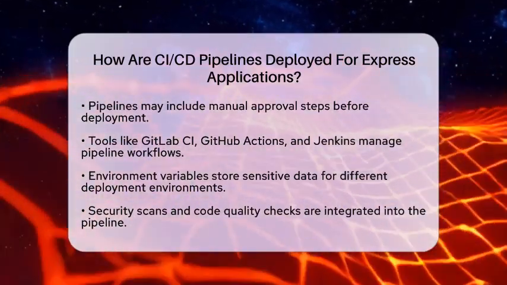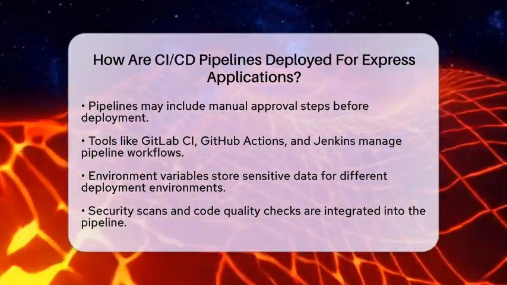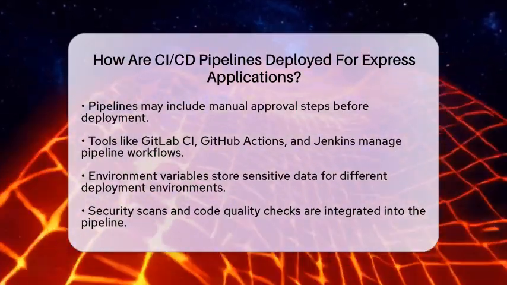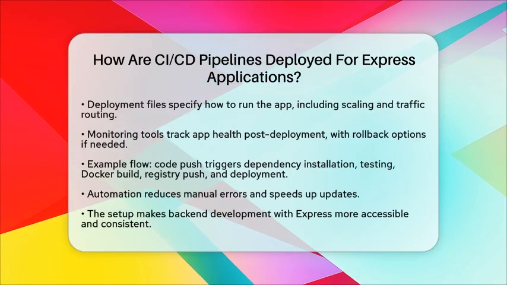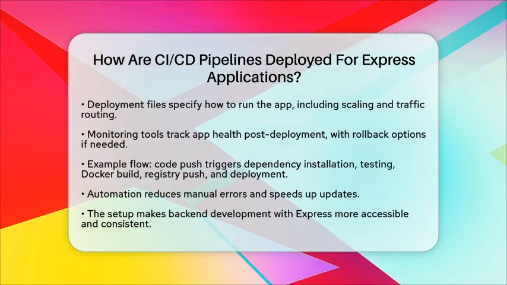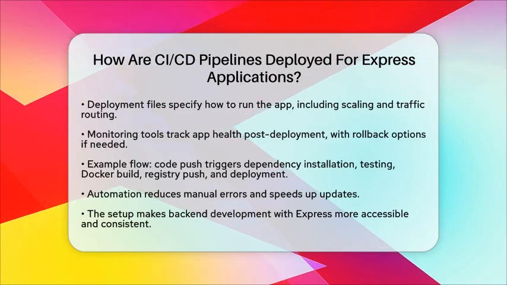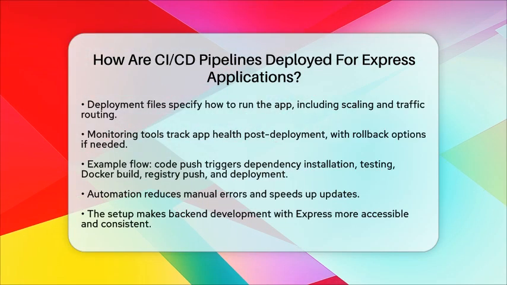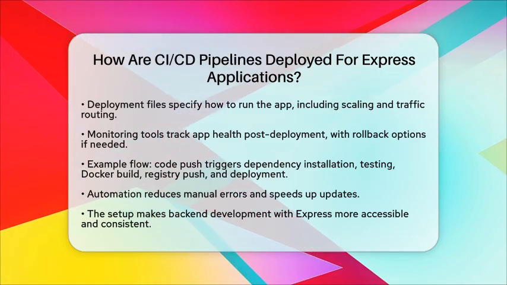When deploying, the pipeline pushes the Docker image to a registry or directly updates the cloud service or Kubernetes cluster. Deployment files like Kubernetes manifests or platform-specific configurations tell the system how to run your app, including how many instances to start and how to route traffic. Monitoring tools keep an eye on your application's health and performance after deployment. If something goes wrong, rollback mechanisms can revert to a previous stable version quickly, minimizing downtime.